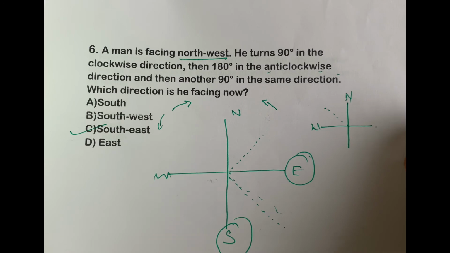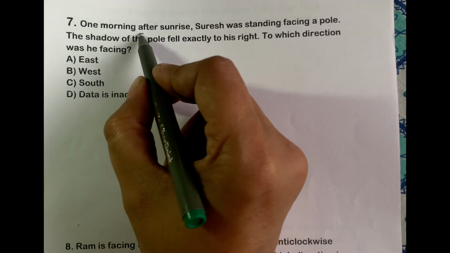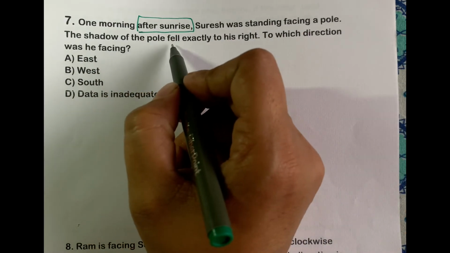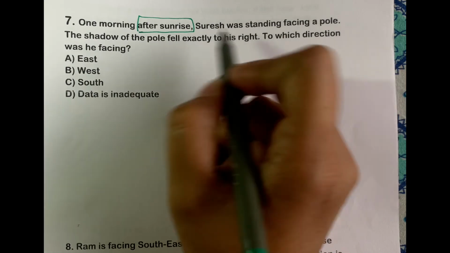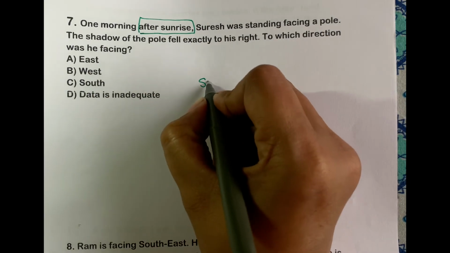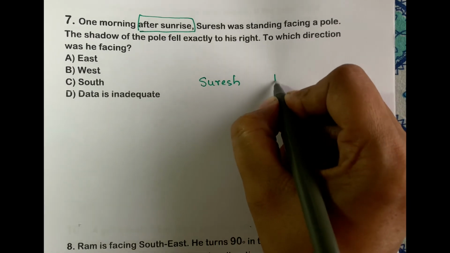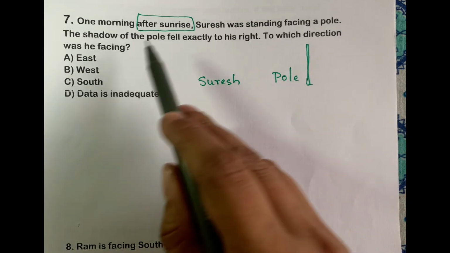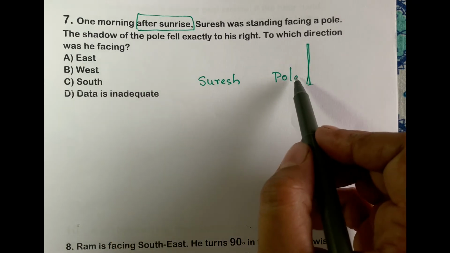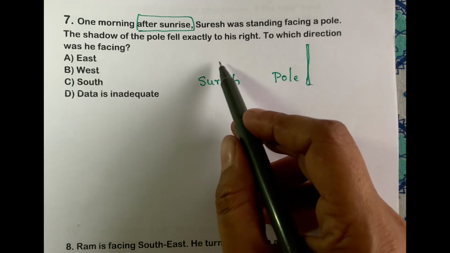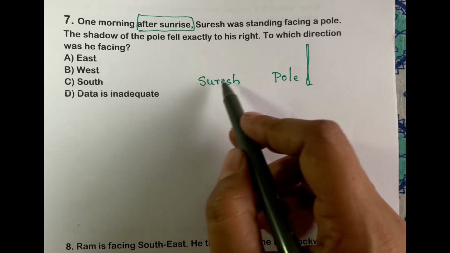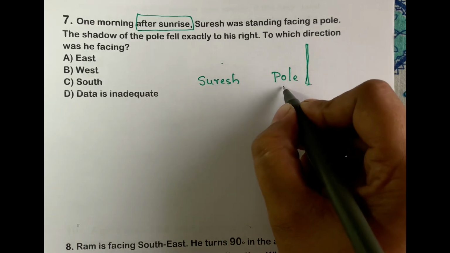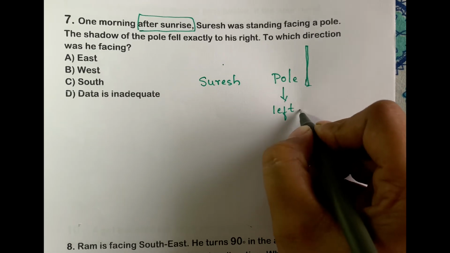Okay. Next question. One morning after sunrise, they're speaking about the morning. Suresh was standing facing a pole. The shadow of the pole fell exactly to his right. To which direction was he facing? We have Suresh and we have one long pole. The shadow of the pole fell exactly to Suresh's right. So if the shadow is on Suresh's right, then it should be on the left of the pole, isn't it? So the pole's left side.